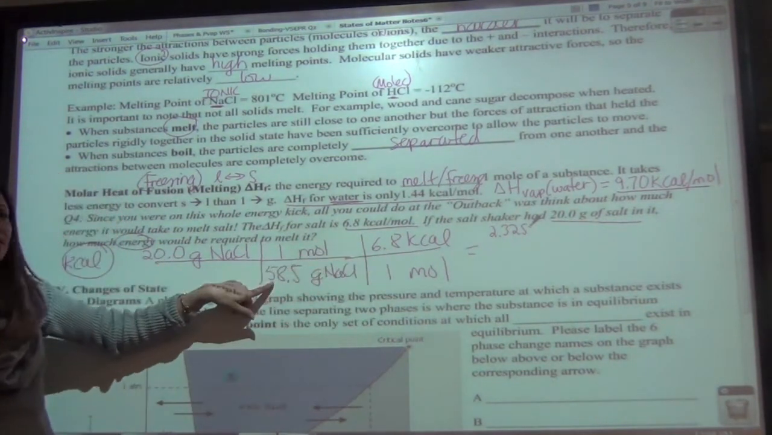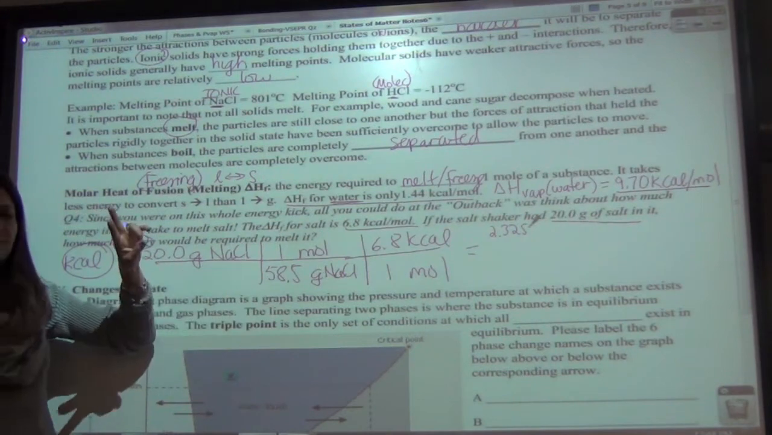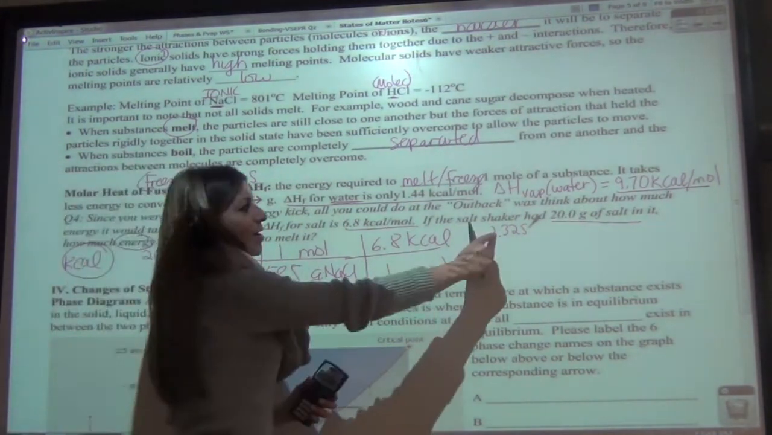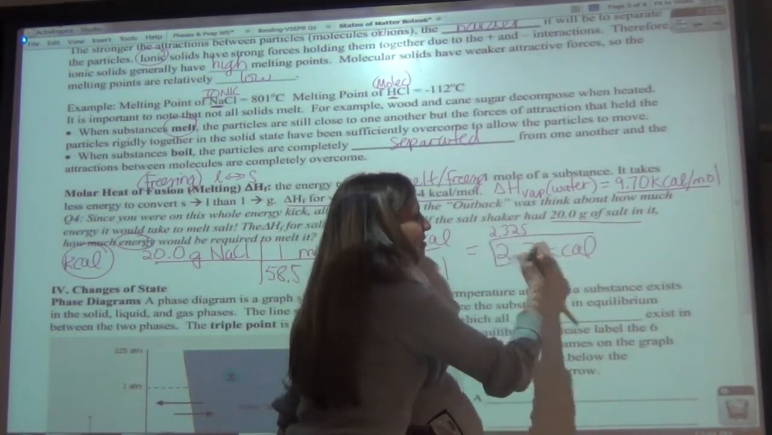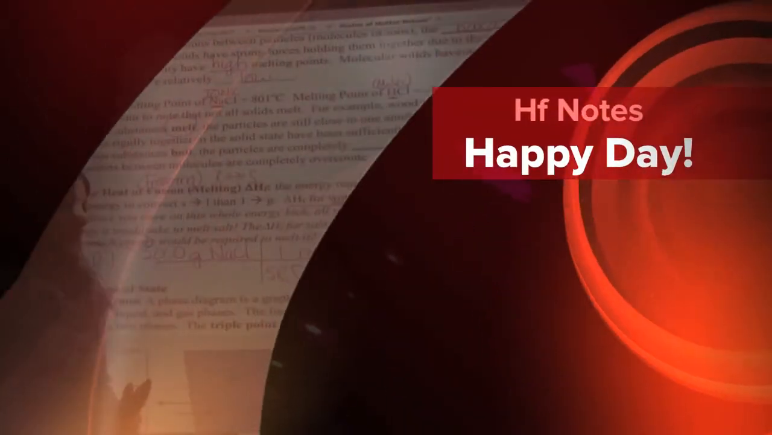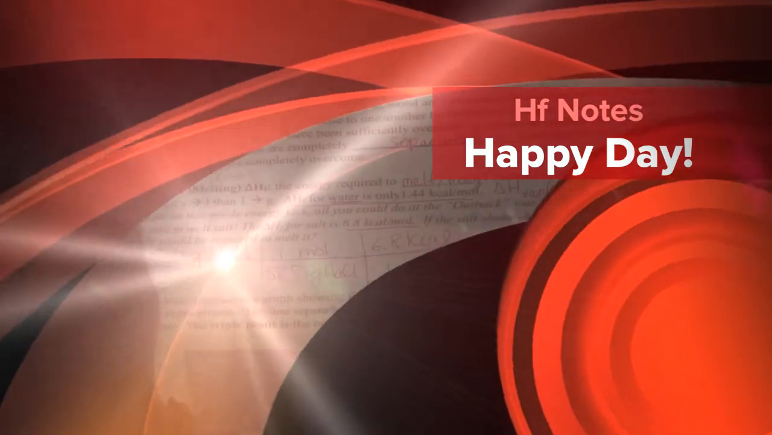2. 2 and 3. What's the least number? 2. You always use the least number. So how do I round that to 2 sig figs? 2.3, and that's in kcals. Awesome. So that's how much energy it took. All right, and that's basically it for our delta H fusion notes.